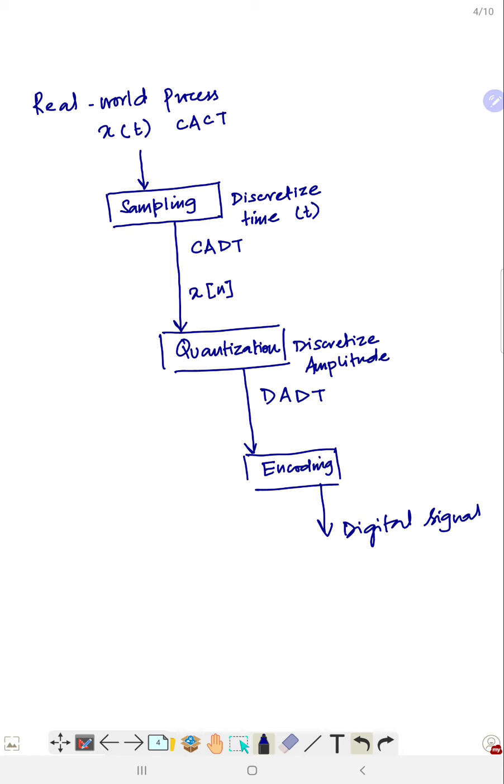And again, the question is: why do we do this process? If there is no general physical phenomenon which generates discrete time, why do we need this? This is something related to processing.